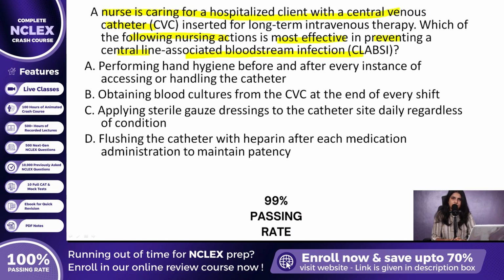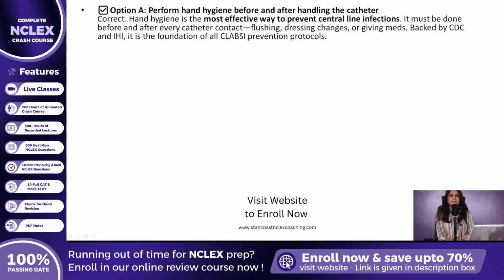The correct answer is Option A, performing hand hygiene before and after every instance of accessing or handling the catheter. This is the single most effective and evidence-supported practice for preventing central line-associated bloodstream infections. Central venous catheters provide direct access to the bloodstream, so any contamination, no matter how minor, can lead to life-threatening infection. According to the Centers for Disease Control and Prevention, hand hygiene with soap and water or an alcohol-based hand rub must be performed every time a nurse touches or manipulates the catheter, whether it is during a dressing change, medication administration, flushing, or tubing connection.